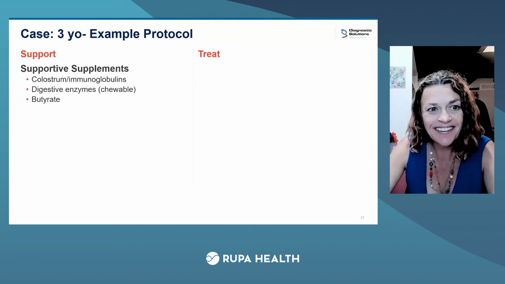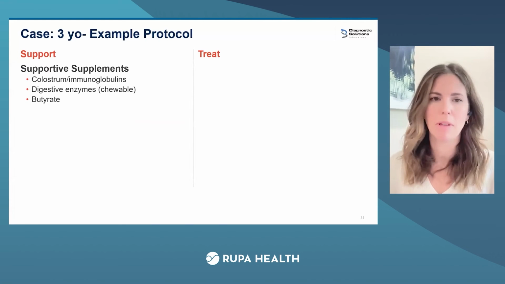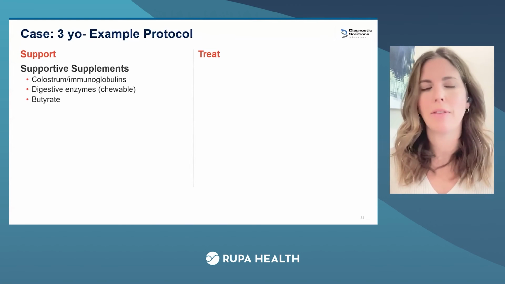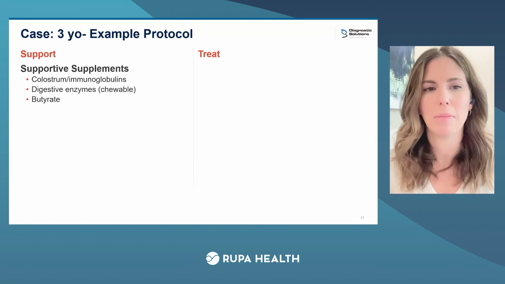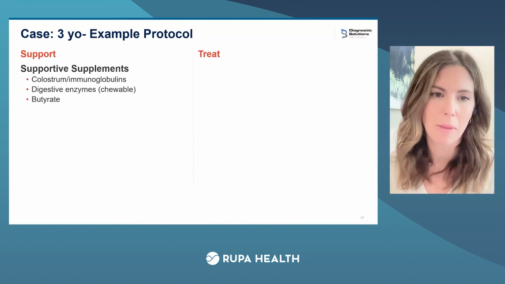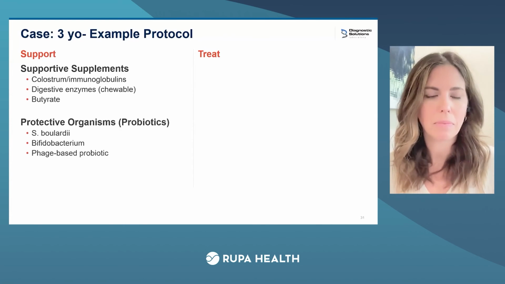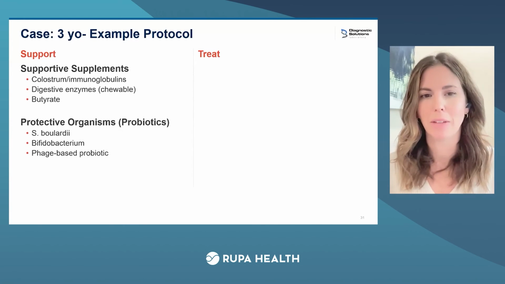We're running a bit low on time, so I want to just kind of jam through this. I've mentioned a few of these. So we're going to support. We're going to give things like colostrum, immunoglobulin to help the immunity, a digestive enzyme with every meal. And I would, in this case, give butyrate. We want to give some protective organisms.